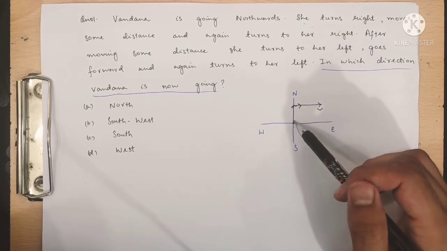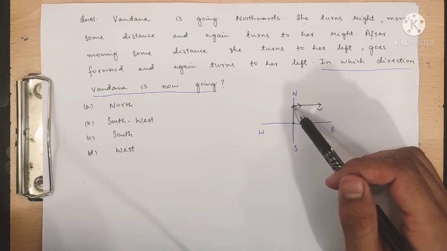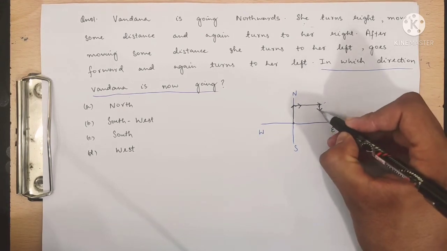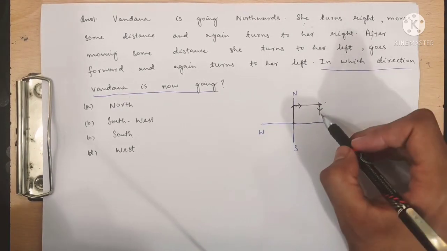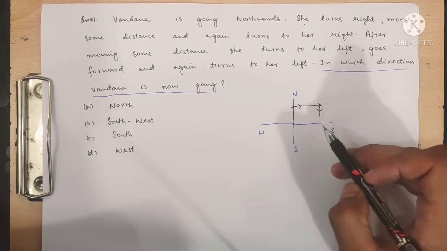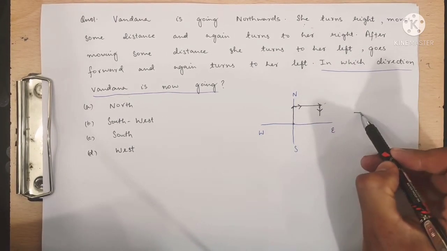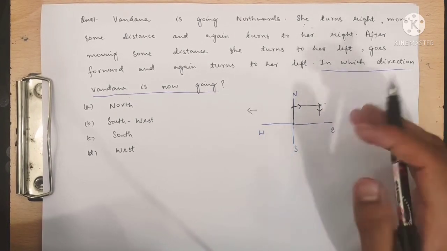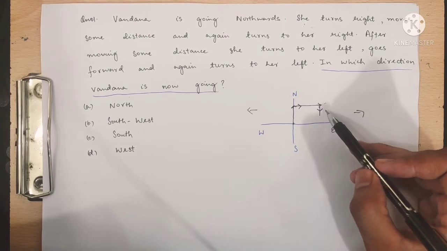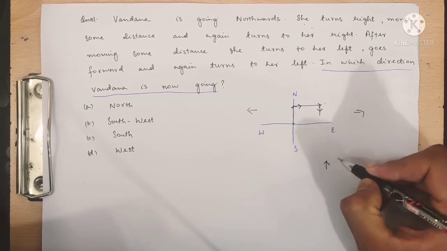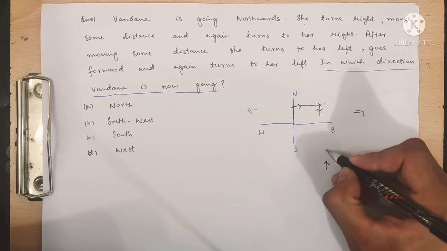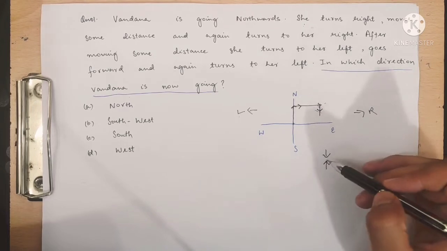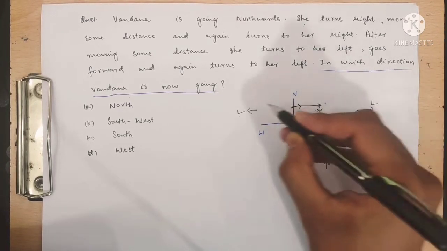Vandana is going northwards, she turns to her right and moves some distance and again turns to her right. After moving some distance, she turns to her left. What is the left of Vandana? See, whenever you are solving these questions, your right is this direction and your left is this direction. But Vandana's directions are totally different, totally opposite actually, because she is facing in the opposite direction as you are facing. You are facing towards this direction, but Vandana is facing towards this direction, like this. So your right is this, your left is this, but Vandana's left is this and her right is this.